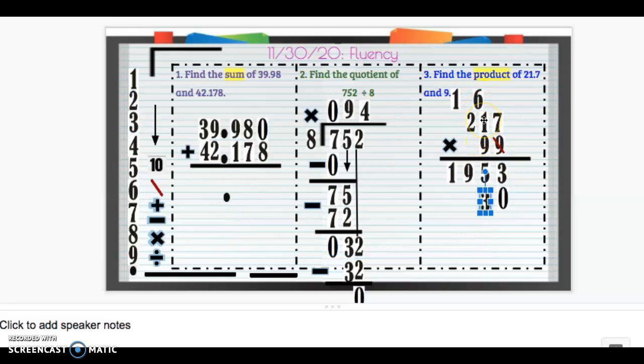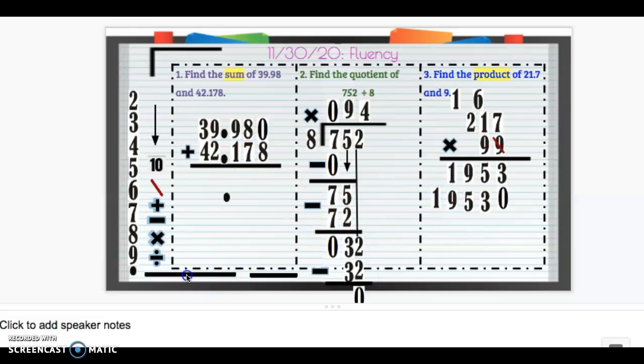9 times 1 is 9. 9 plus 6 is 15. So I put my 5, and then the 1 up top, which is already there. 9 times 2 is 18. 18 plus 1 is 19. So I put my 9 and my 1.